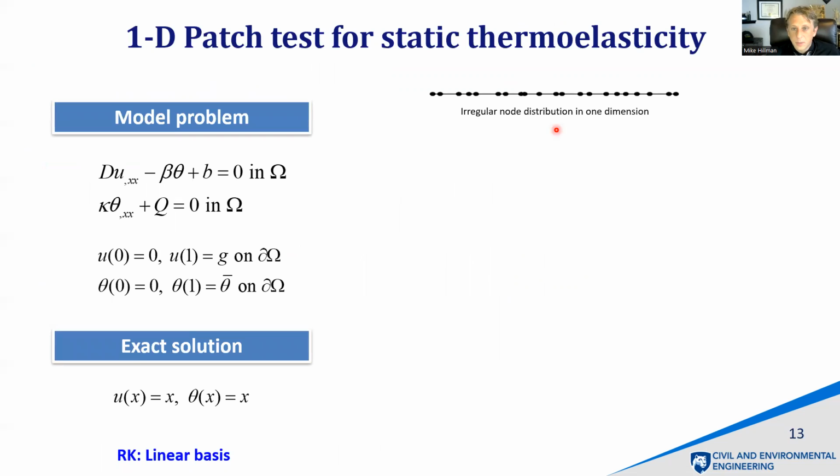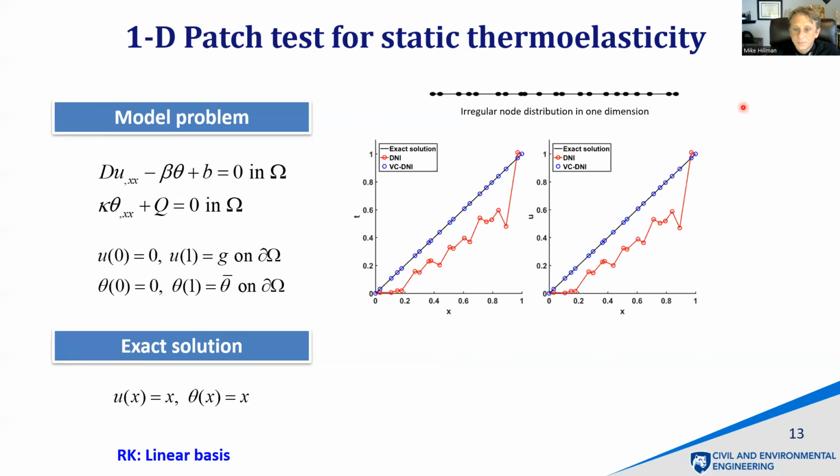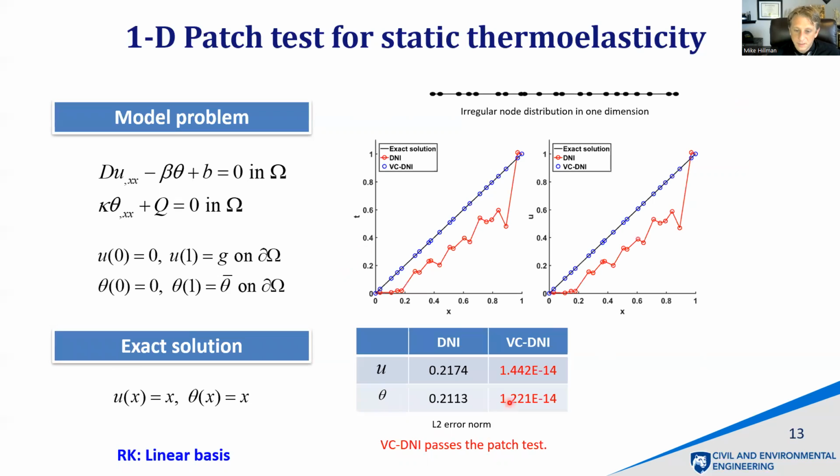Okay, so here's our patch test. Now we're doing it for static thermoelasticity. We look at a regular node distribution, which is kind of a challenge problem for meshfree methods. Okay, so you can see here, black, my linear solution, DNI, direct nodal integration in red, pretty far from the mark, and VC, variationally consistent nodal integration. You can see it matches with the exact solution, and you can confirm that with the L2 norm.